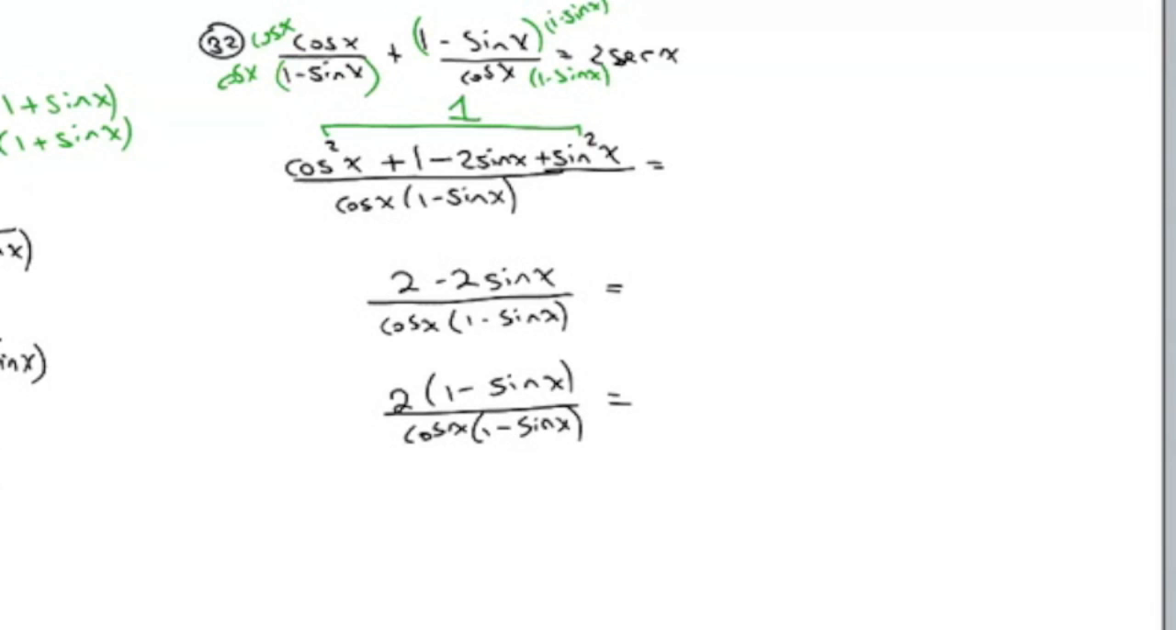And this is much nicer than the other one. Then you can cancel out the 1 minus sine. Please do. You have to cancel that. Not just the sine, the 1 minus sine.